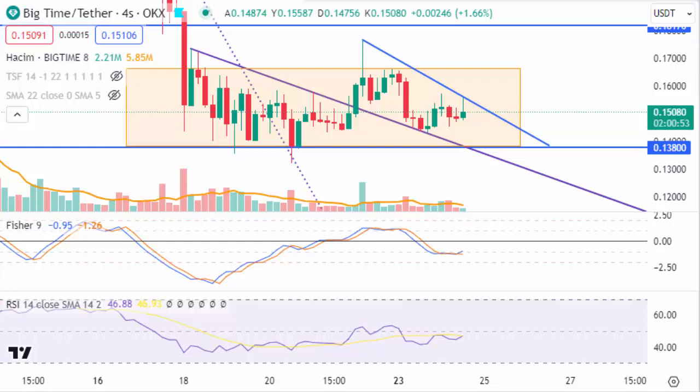Looking at our indicators, the Fisher indicator is generating a buy signal by making an upward break near the 0 level. Of course, this signal is a mild buy signal. However, this could mean a potential uptrend in price movements.